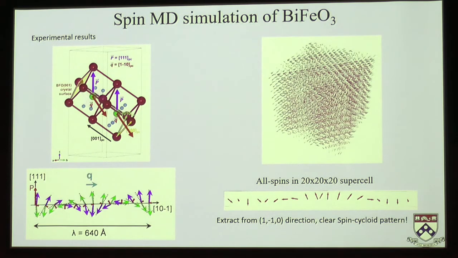Okay. So in experiments, the polarization of bismuth ferrite is along the 111 direction, and the cycloid direction is along the 1 -1 0 direction, like this. Here is the figure of our spin molecular dynamics simulation. If you extract the spins along the 1 -1 0 direction, you will see a clear spin cycloid pattern here. So this is excellent agreement between experiment and theory, which also indicates the Hamiltonian we chose is simple and beautiful.